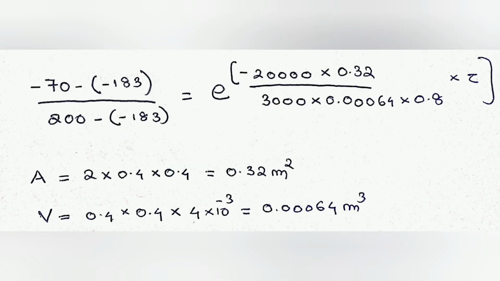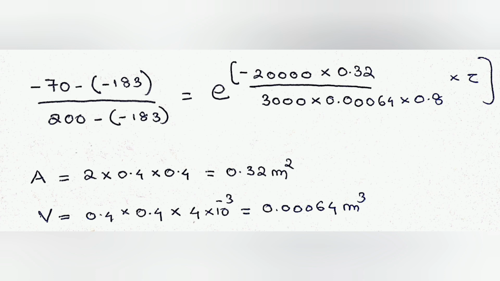Here in the question it is said that we need the time taken to reach the temperature of minus 70 degrees Celsius. So T is minus 70, and the exposed temperature is minus 183, divided by the initial temperature 200 minus minus 183, is equal to e raised to minus h As by rho V C tau. h is given as 20,000 into area. Surface area we can find out: it is a square plate, so 0.4 into 0.4 on both sides, 2 into 0.4 into 0.4, that is 0.32 meter square.